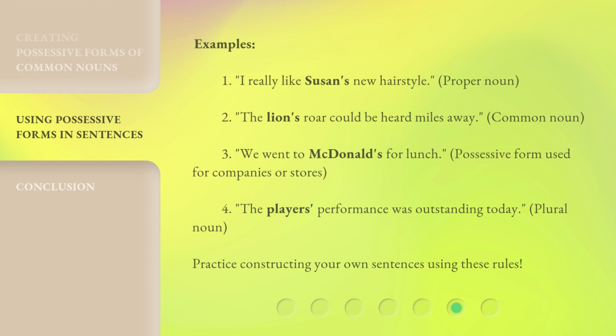Examples. 1. I really like Susan's new hairstyle. Proper noun. 2. The lion's roar could be heard miles away. Common noun. 3. We went to McDonald's for lunch. Possessive form used for companies or stores. 4. The players' performance was outstanding today. Plural noun. Practice constructing your own sentences using these rules.